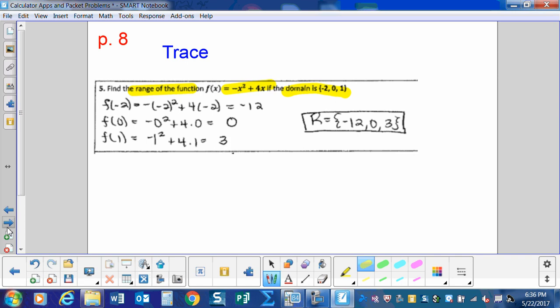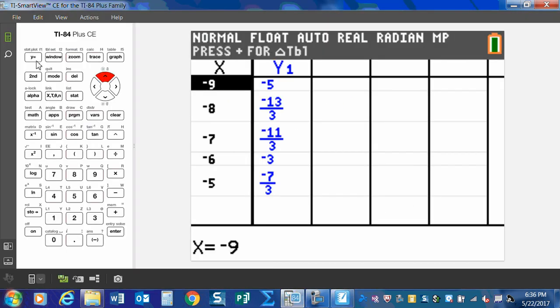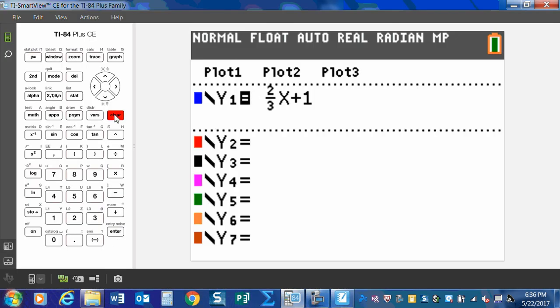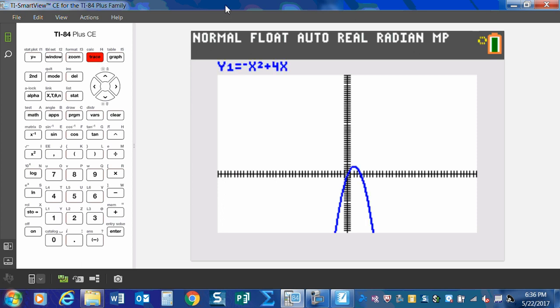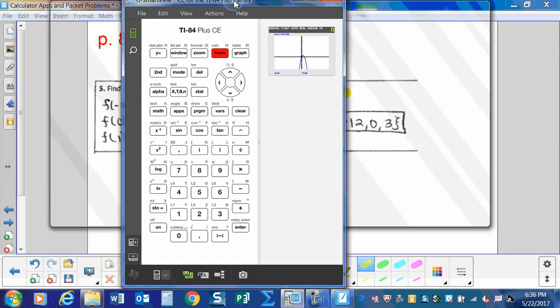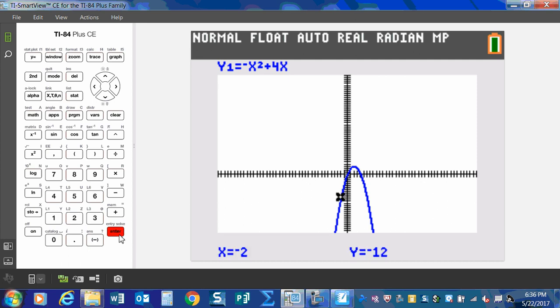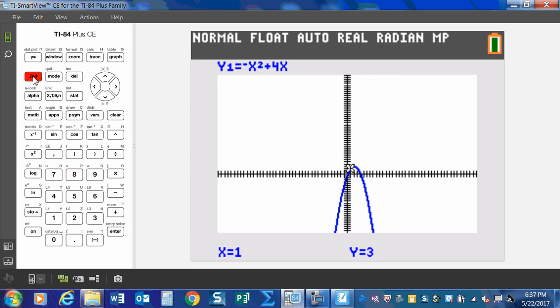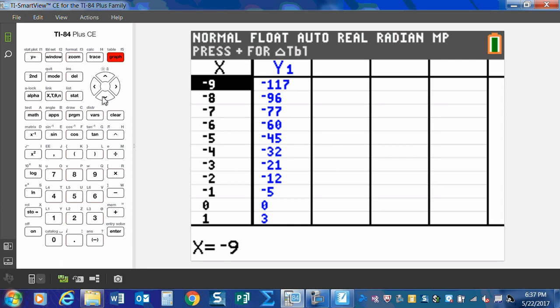We use the same thing if we're given a question where we're finding the range given the domain. We're going to graph the function and then look for the y values that correspond with the x values. So we need to graph the function, which is -x² plus 4x. And if we want to trace, we can type in the values of -2, 0, and 1. At -2, y is -12, at 0 it is 0, and at 1 it is 3. And I could have also gone to the table and looked for those values.